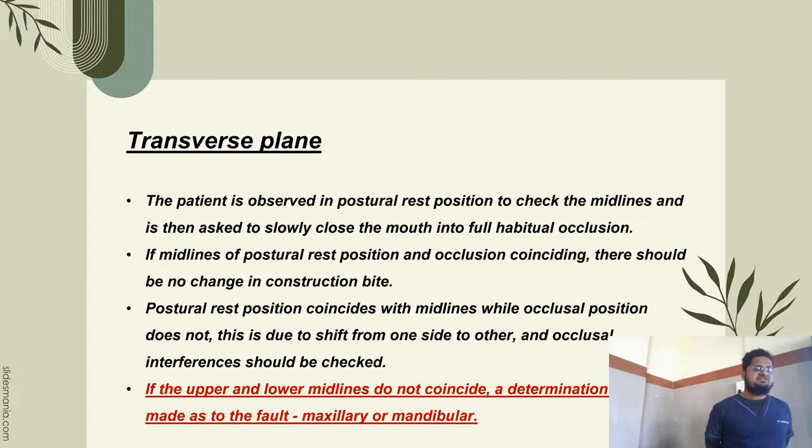In the transverse plane, the patient is observed in postural rest position to check the midlines, and is then asked to slowly close the mandible, keeping the bite wax inside the mouth, into the full habitual occlusion. If the midlines of postural rest position and occlusion coincide, there should be no change in the construction bite. If the postural rest position coincides with the midline while the occlusal position does not, this is due to a shift from one side to the other, and occlusal interferences or prematurities should be checked in the bite. If the upper and lower midlines do not coincide, a determination must be made as to whether it is due to maxillary or mandibular prematurities.